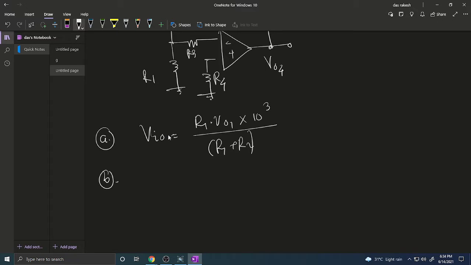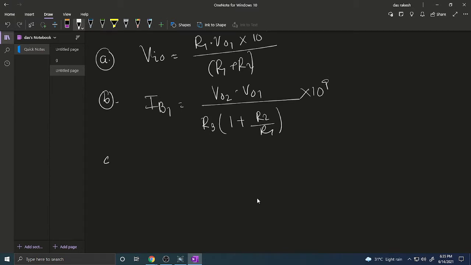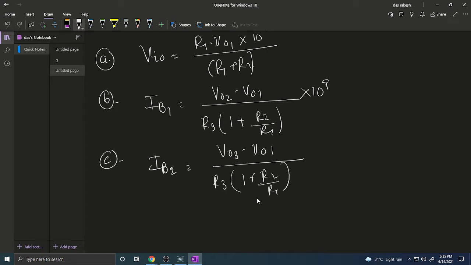Number B, we calculate the second parameter, input base current IB1, which is given by the formula V02 minus V01 divided by R3, divided by 1 plus R2 by R1. All parameters are known from this circuit. R1, R2 are selected by the user, either 10K, 1K or anything. And number C is another base current formula, IB2, which is given by V03 minus V01 divided by R3, divided by 1 plus R2 by R1, into 10 to the power 9, because this is at the nanoampere level.